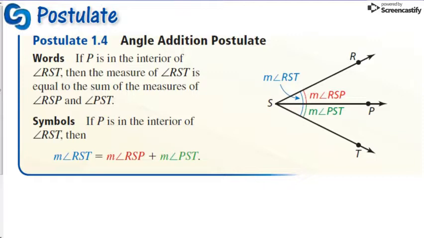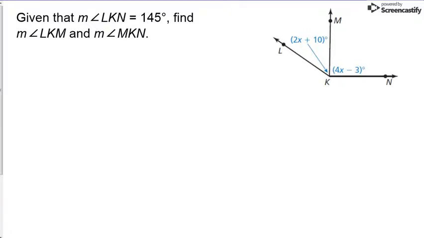All right, postulate 1.4 is called the angle addition postulate. It's kind of similar to the segment addition postulate. Here I have a smaller angle, angle RSP in red, and another smaller angle, angle PST in green. If I add these two chunks together, that's going to give me the whole big angle, which is RST.